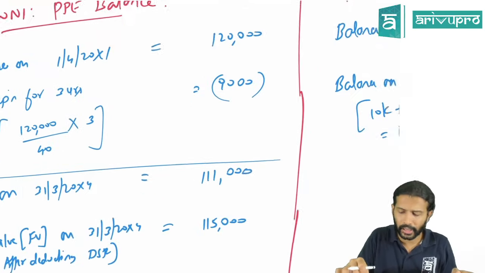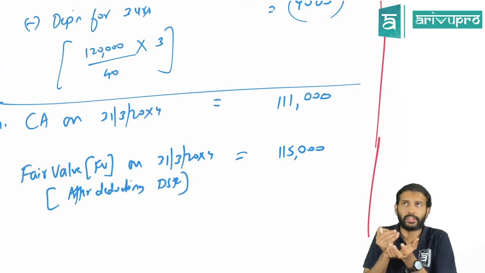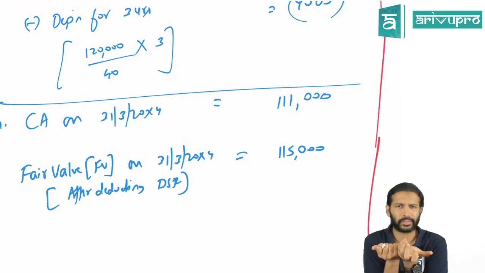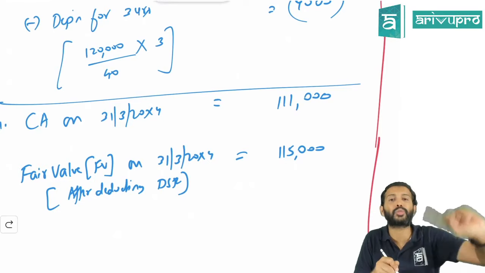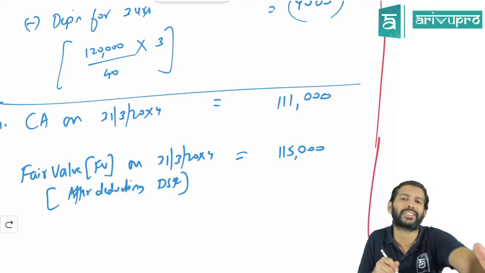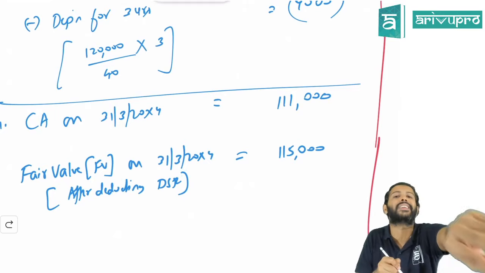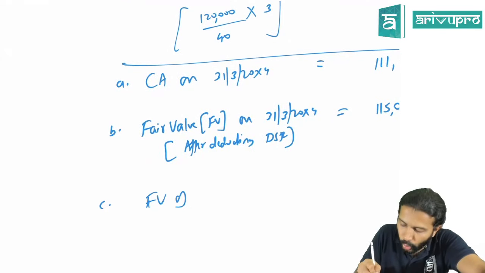So what will the buyer tell? Boss, sorry, I will not give you the full value, because along with the asset, I have to take over one liability also, because he's aware of that. So he'll not give you the full value. So this 1,15,000 is not the fair value of the asset. It is the fair value of the asset after deducting the DSR cost. We want the fair value of the asset alone.